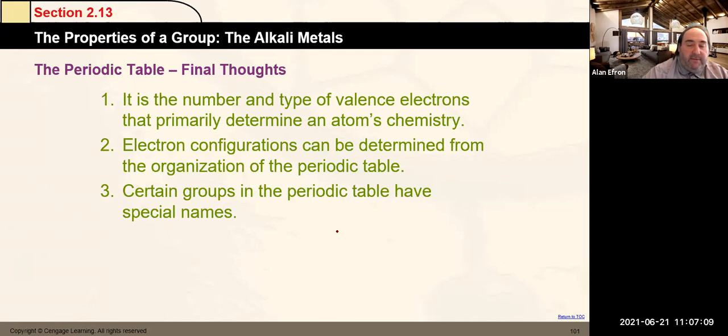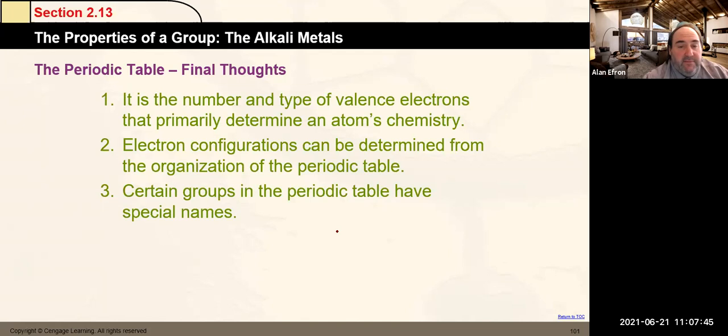Electron configuration can be determined from the organization of the periodic table. We talked about the s block, the p block, the d block, and the f block. I think we did a couple where you could just read off the electron configuration from the periodic table. Again, with that cautionary note that you want to remember that after the 4s, it is the 3d. That d is one behind the period number. And if you get into the f's, which are the bottom two rows, those are two behind the period number if you were to count them off.